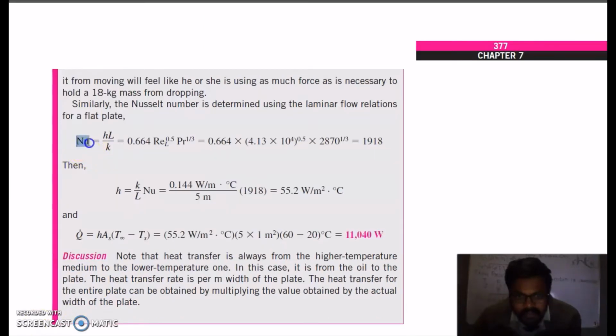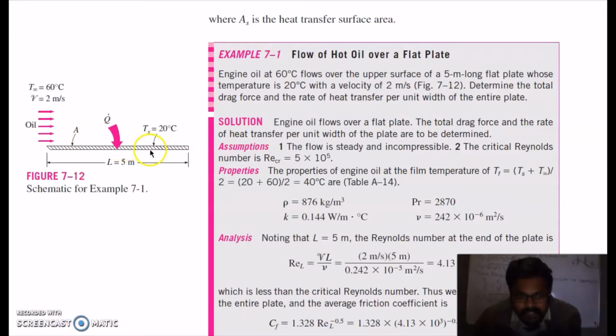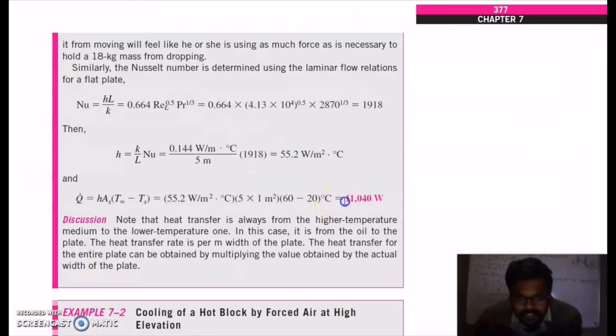So the Nusselt number for laminar flow over a plate is given by this relation. So this is your Nusselt number. From here you can find the convective heat transfer coefficient, which is this. Now the total heat transfer from the plate is equal to, because this is due to convection from the plate to the oil at the oil and plate interface, this amount.